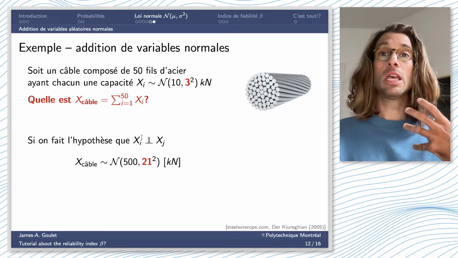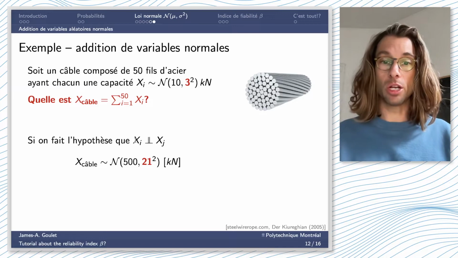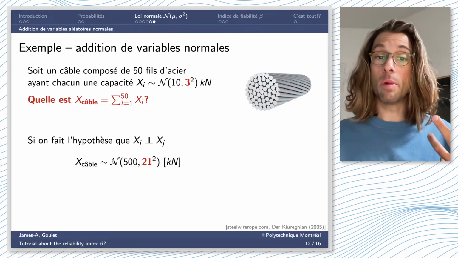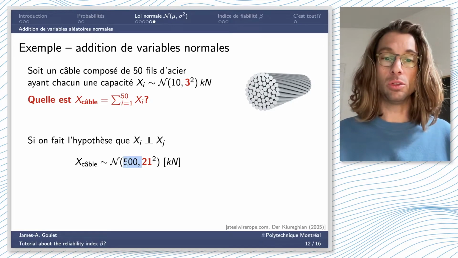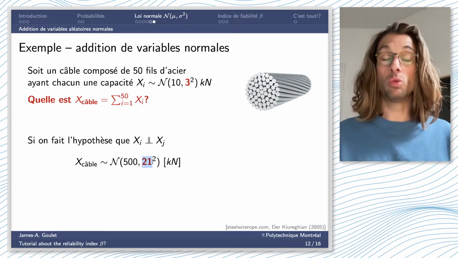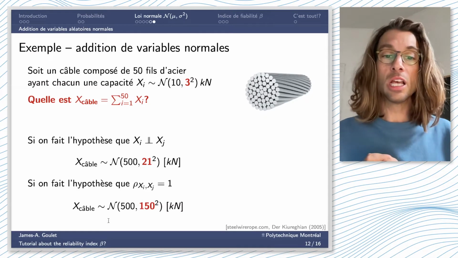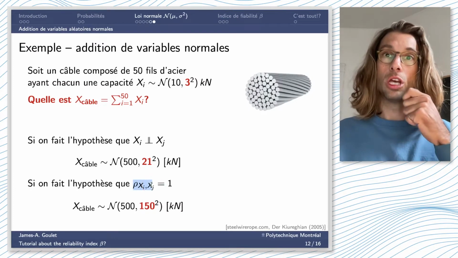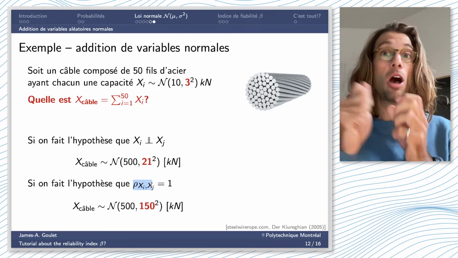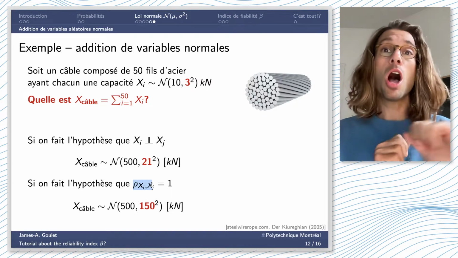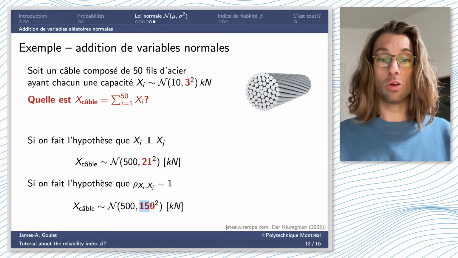If we assume that each wire's strength is independent from the other wires, the strength of the cable would be modeled by a normal random variable with a mean of 50 times 10, so 500 kilonewtons, and a variance of 21 kilonewtons, with standard deviation 21 kilonewtons. If we redo the same exercise, but change the initial hypothesis, assuming that the resistance of all of my wires is fully correlated, meaning that if one is high, all of them are high, and if one is low, all of them are low, then the mean remains the same, but the standard deviation goes to 150.